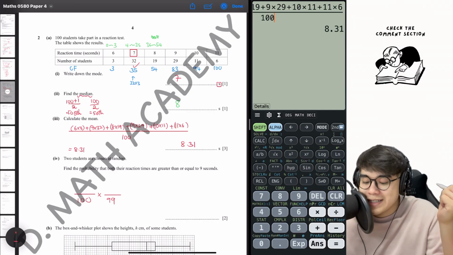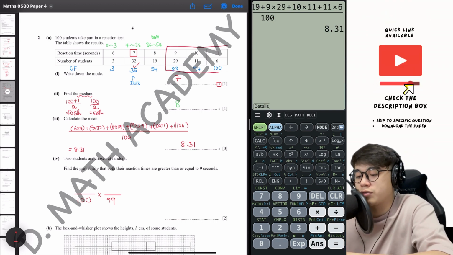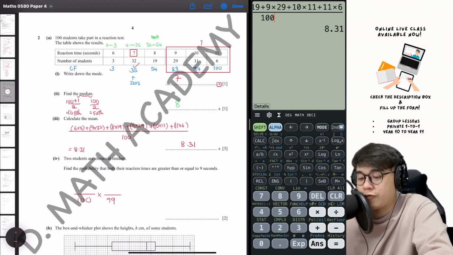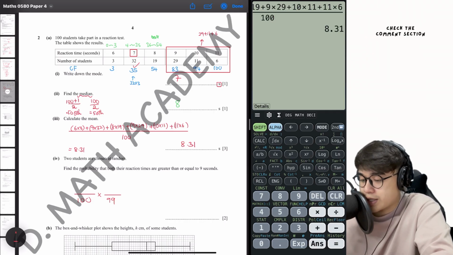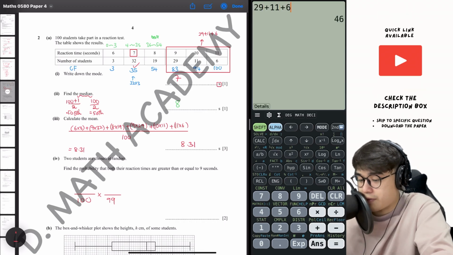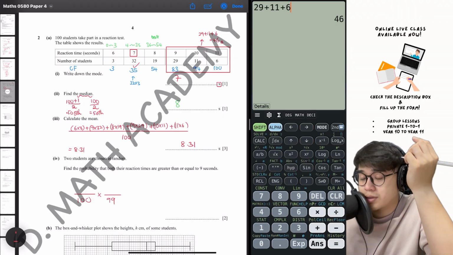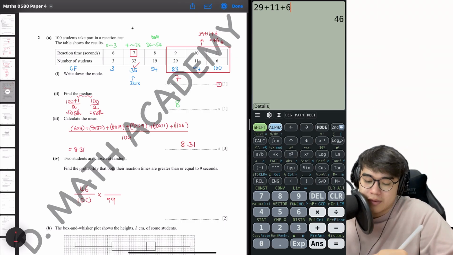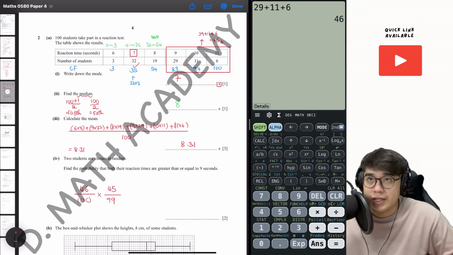Reaction time that's greater than or equal to 9 seconds, they are referring to this group of human beings. Please take note, the total number of people here is 29 plus 11 plus 6. That's about 46 of them. Any question? I hope you are still following. So you will have 46 now, followed by 45 because one of them was taken out here.